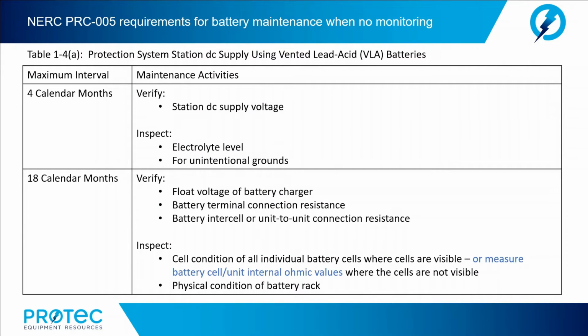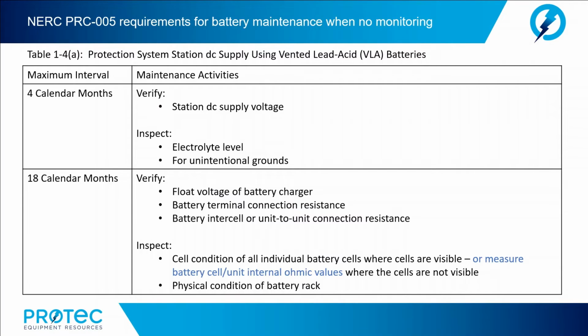Now, let's take a look at the tables that appear in the PRC 005. Table, for instance, 1-4A. This is for protection system station DC supplies using vented lead acid or VRLA batteries. Now here we see under maximum interval, every 4 calendar months we are to, as far as our activities, verify station DC supply voltage and inspect electrolyte levels and inspect for unintentional grounds.